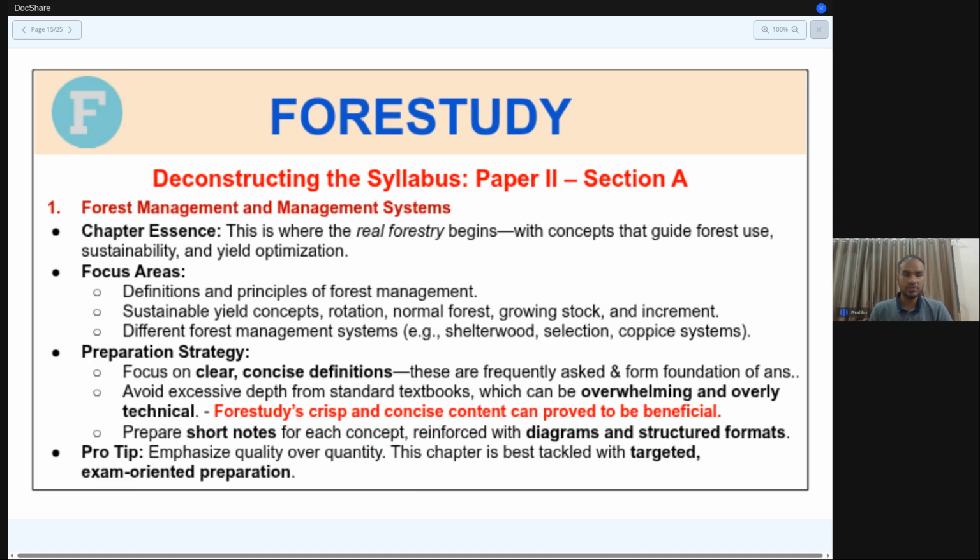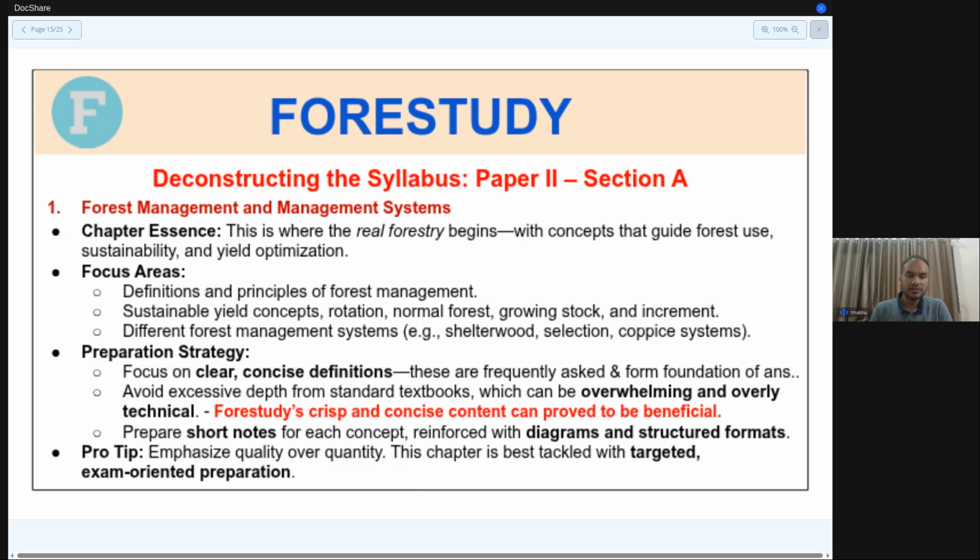Here the focus areas are definitions and principles of forest management, and you will come across many new concepts like sustainable yield, rotation, normality of forest, growing stock, and so on. At first it may seem very heavy, and in some cases it is heavy, but if you focus on the PYQs and the selected portions that are important from the exam point of view, you won't face any difficulty in this.